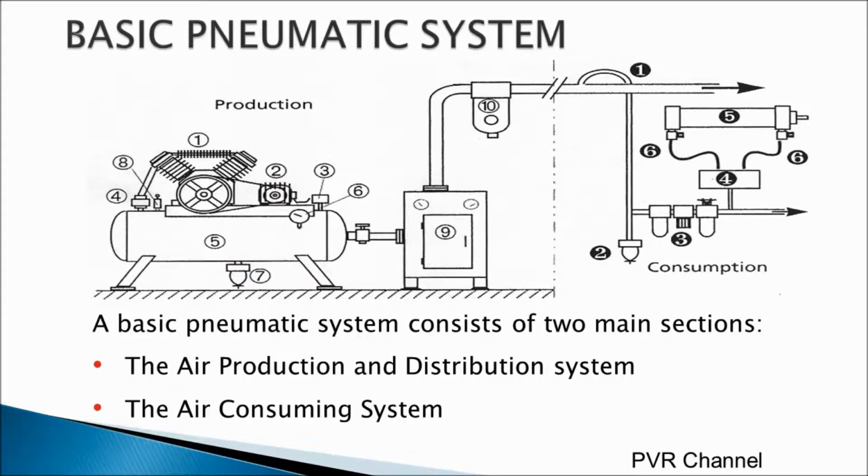This is a very important slide. It shows that there are three families present in the basic pneumatic system: the air production, the distribution system and the air consumption system. Let us learn the name of each component first and then their working principle.